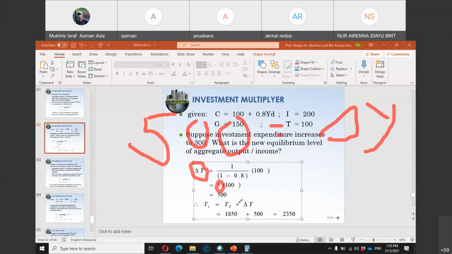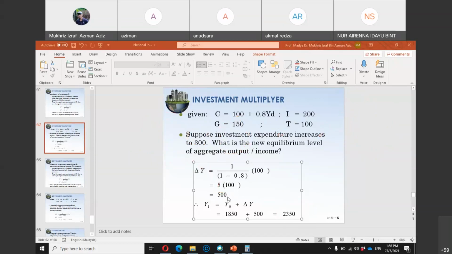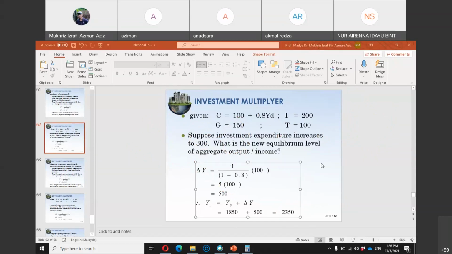So when GDP changes by 500, you want to know the new level of GDP, because 500 is not the GDP value, it's just the change in GDP. You need to know the old GDP, and then you add the change in GDP, and then you can see the new GDP value. So from this example, how do we know that Y0 is 1850? If you recall from our earlier example, I mentioned how you calculate GDP. How do you calculate Y?